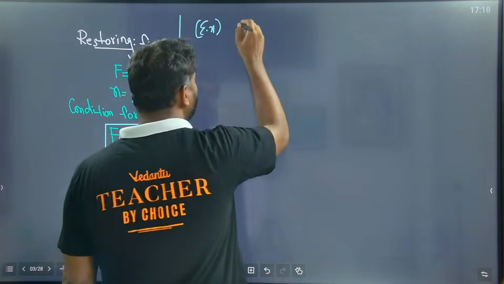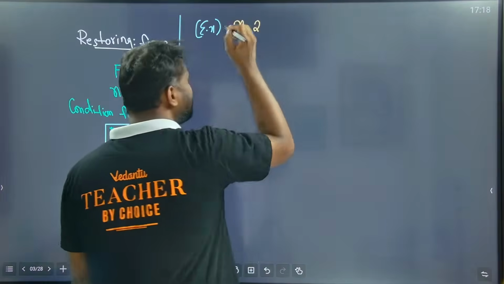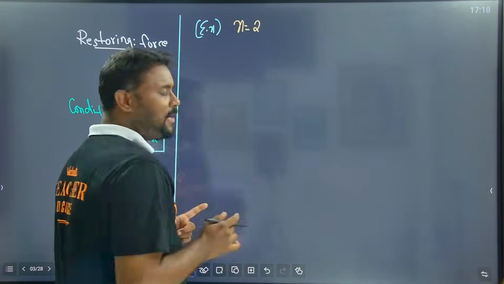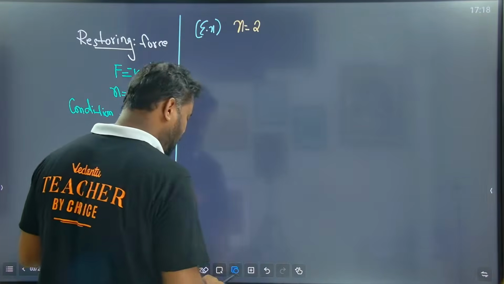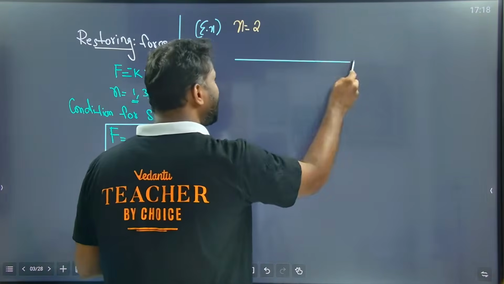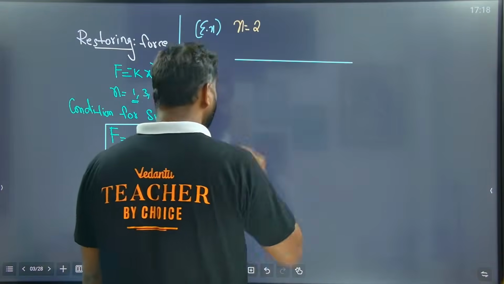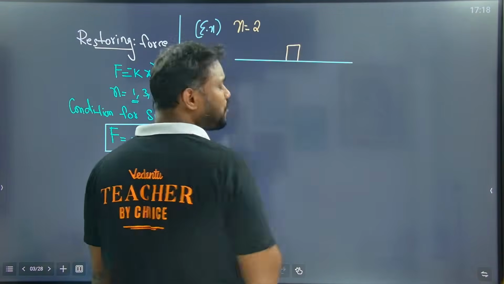So n is equal to 2, I'm taking n is equal to 2. If n is there, because it is an oscillation, n is equal to 2. Now this is very important. Now I take this as the body of the object. Object, I have taken. So this is the object.